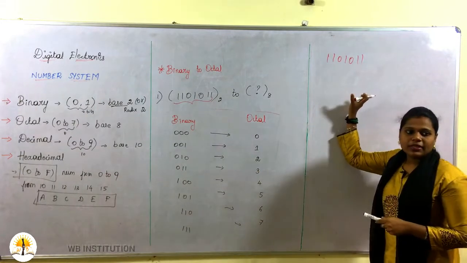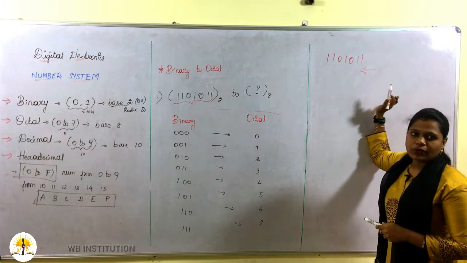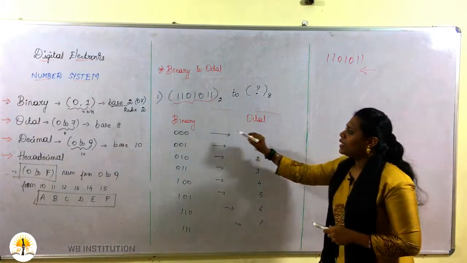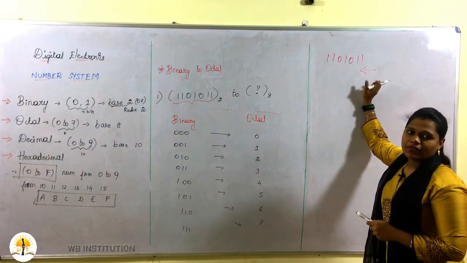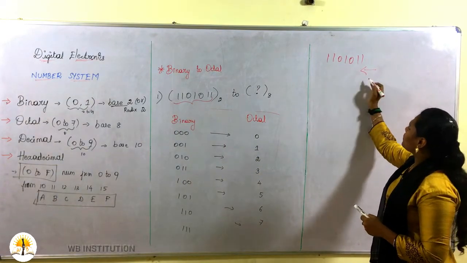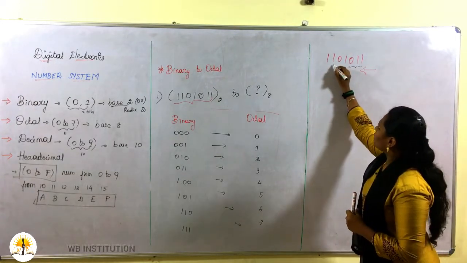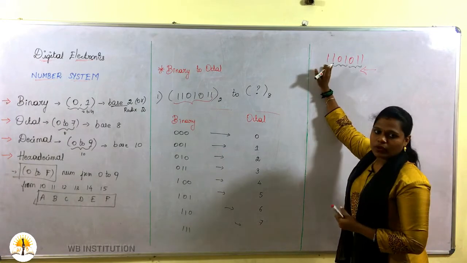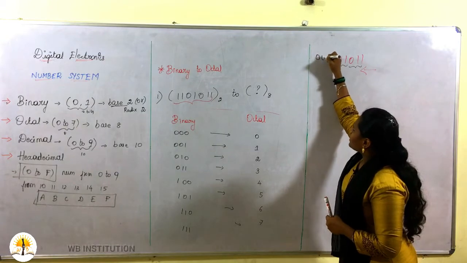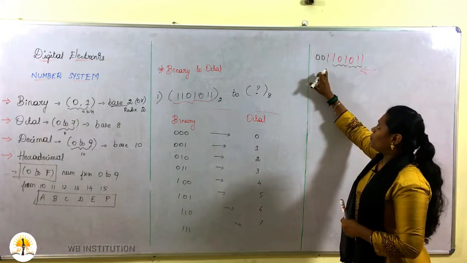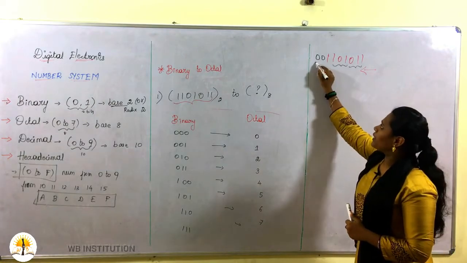Okay, you need to split the bits from your right side. From the right side you need to split your data into 3 bits, since it is octal. Since there are no other numbers in the leftmost group, you need to add extra 2 zeros on the left side. If you don't have any numbers, you need to add only zeros, not ones. So you need to complete it as 3 bits.